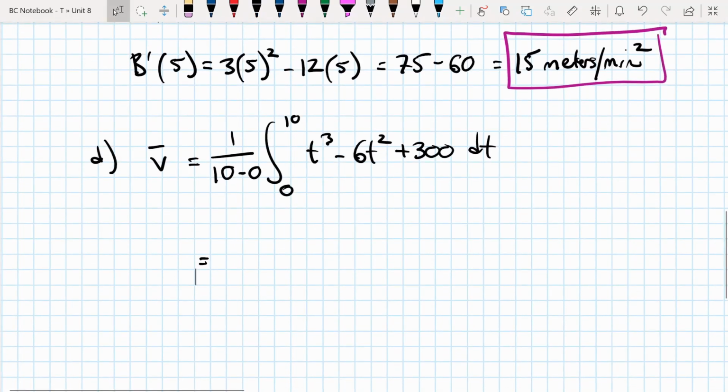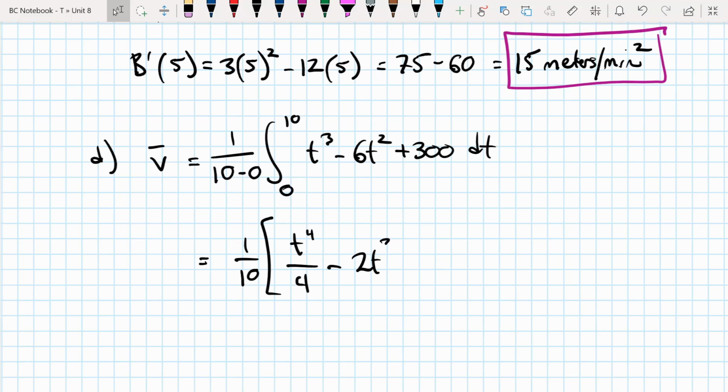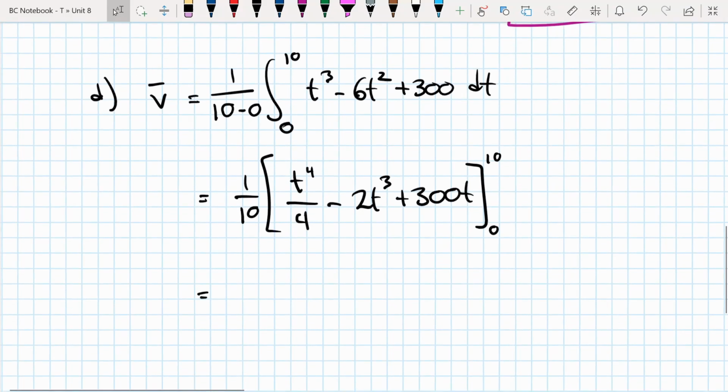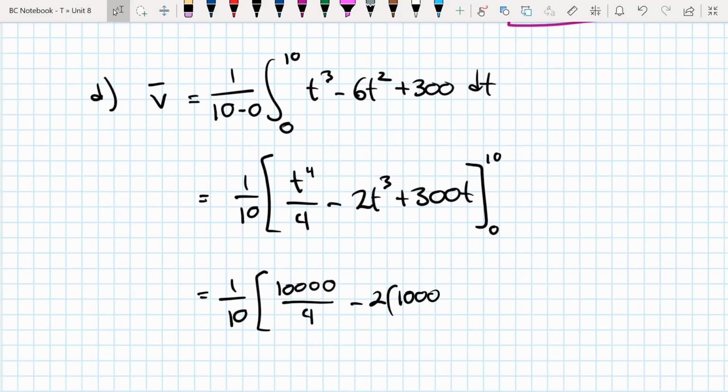So we end up with 1/10 times the integral. Let's actually integrate it. t to the 4th over 4 minus 2t cubed plus 300t from 0 to 10. The 0 terms will wipe each term out so we can ignore the 0 term. So we're just going to plug in 10 here. 10 to the 4th is 10,000 over 4 minus 2 times 1,000 plus 3 times 10, that's 3,000.